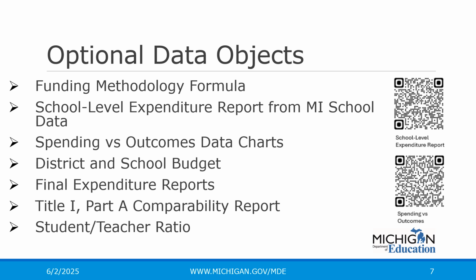District and school budgets may be compared to a final expenditure report. This type of analysis will guide a team in discovering if the assigned funds are being used as intended. Finally, exploring the student-teacher ratio across the district and the Title I Part A comparability report may provide insight into the distribution and use of human resources.